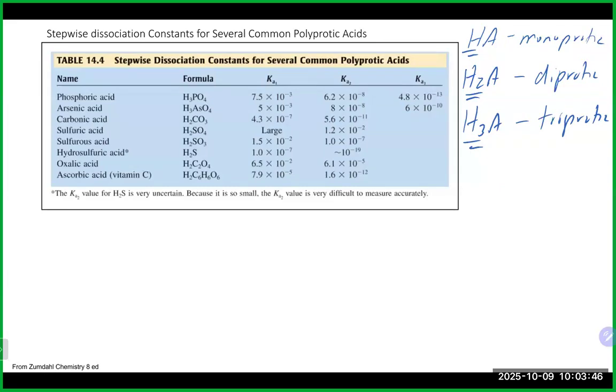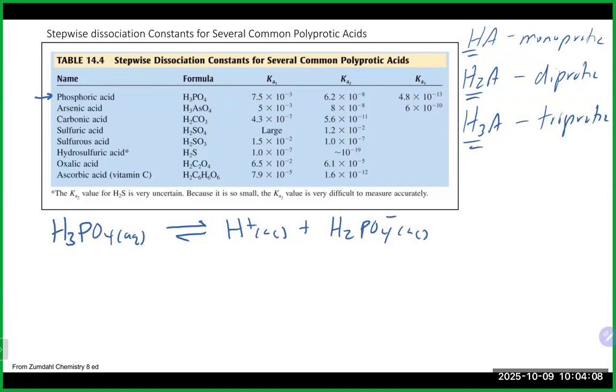So for example, if we take phosphoric acid here, H3PO4, the first thing that will happen is the H3PO4 will drop off one hydrogen and create H2PO4 minus. And this is going to give us a Ka1 value, the equilibrium constant for the first hydrogen coming off, which according to this looks like it's 7.5 times 10 to the minus 3.